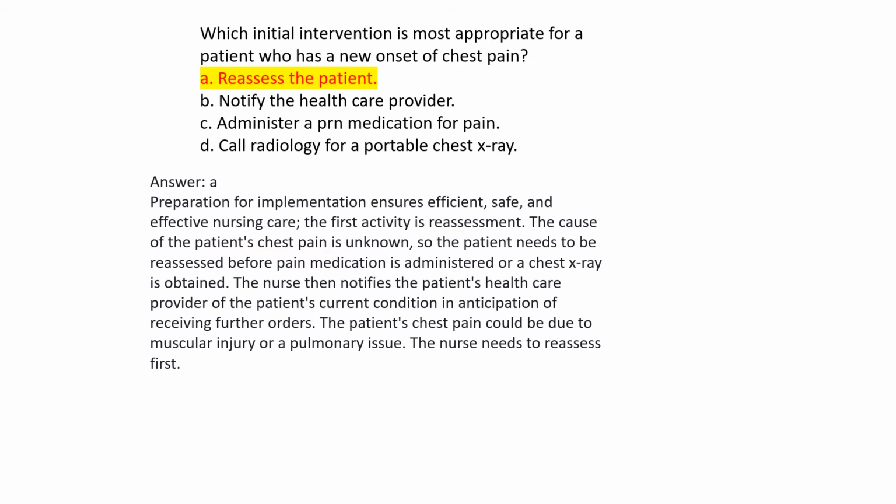Preparation for implementation ensures efficient, safe, and effective nursing care. The first activity is reassessment. The cause of the patient's chest pain is unknown, so the patient needs to be reassessed before pain medication is administered or a chest X-ray is obtained. The nurse then notifies the patient's healthcare provider of the patient's current condition in anticipation of receiving further orders. The patient's chest pain could be due to muscular injury or pulmonary issue. The nurse needs to reassess first.